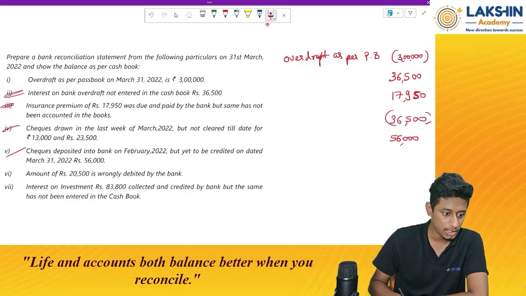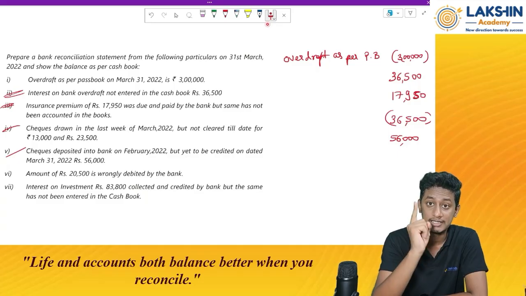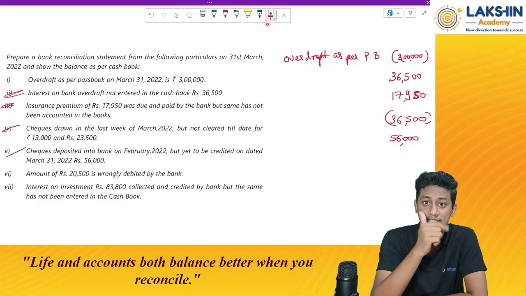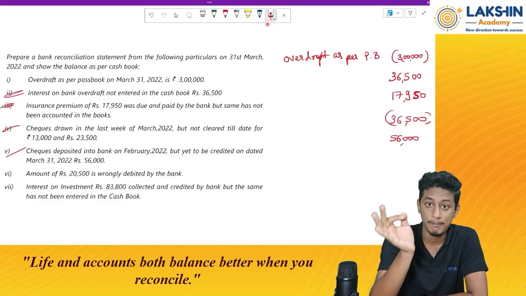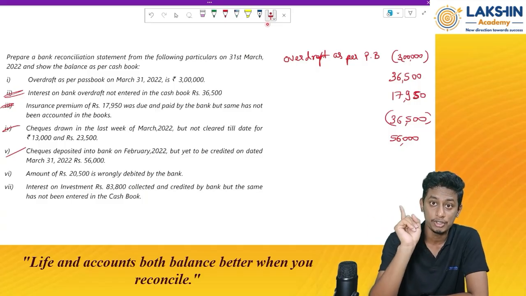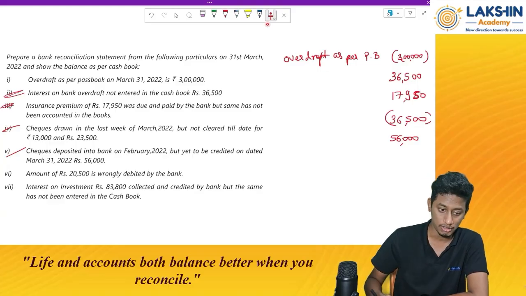Okay. Then amount of rupees 20,500 is wrongly debited by the bank. Now what has the bank done? Bank has wrongly debited some amount of rupees 20,500. So whenever there is a debit in the bank passbook, is the balance going to be increased or decreased? As per the bank, whenever there is a debit, it is a decrease in the balance. Remember this? Because it's a liability to the bank, the liability balance has reduced, so it has been debited. So debit means in the passbook it is a decrease in the balance. In the cash book, debit means an increase in the balance. So both are always reverse of each other. Remember this. So now coming to the entry.